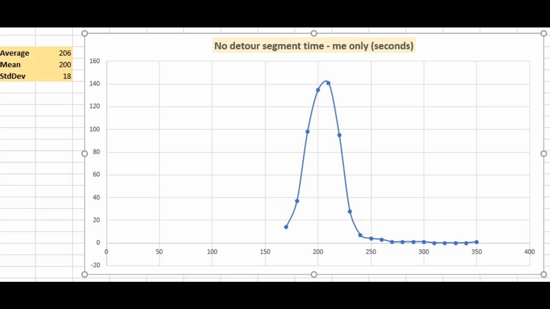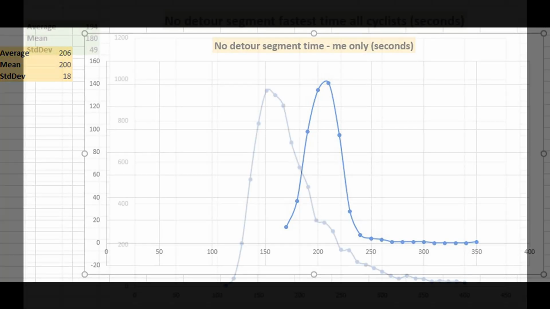Let's start with the most basic graph, one showing my ride times through this segment prior to the detour being put in place. For each data set, I calculated the average, the mean, and the standard deviation. This graph very clearly shows that my ride times are bunched around a spread of 3 minutes to about 3.5 minutes, with a mean of 3 minutes and 20 seconds.